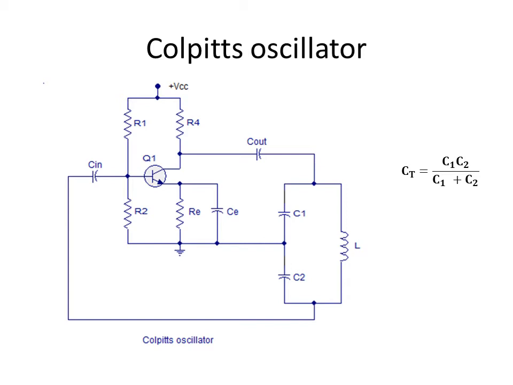If I am starting from the base of Q1, the base is actually going between R1 and R2, and from there it goes to CIN, and CIN is connected to the negative plate of C2. So the base of Q1 is connected to C2. Do you agree with me? And then the emitter, there are many things like RE and CE, but basically the emitter is connected to the positive plate of C2.